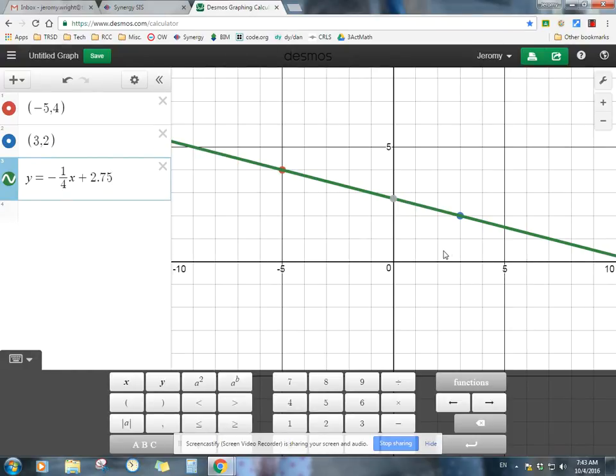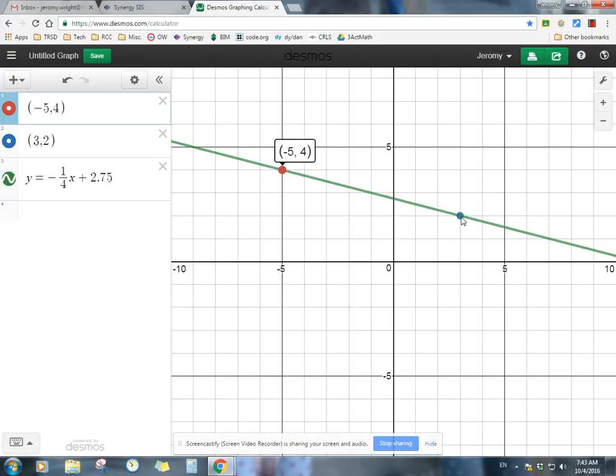But the problem with this line is if I'm trying to draw a segment or have it stop at those points, then I need to do something else. And this is called restricting the domain. So it's kind of like building walls. Essentially, I'm going to try and put a wall here at negative 5 and put a wall here at positive 3.